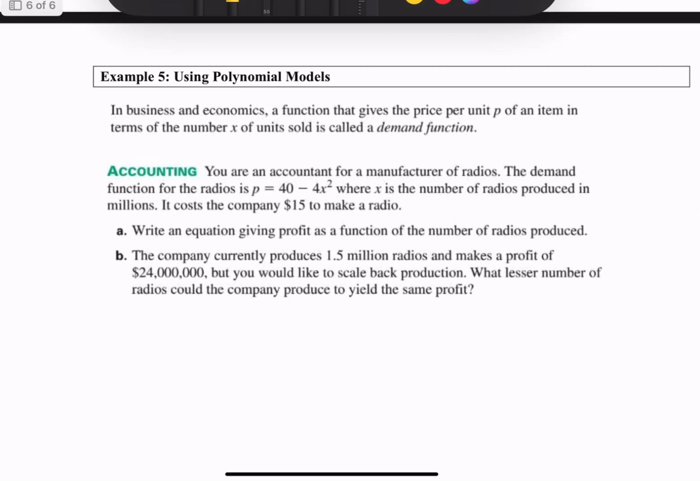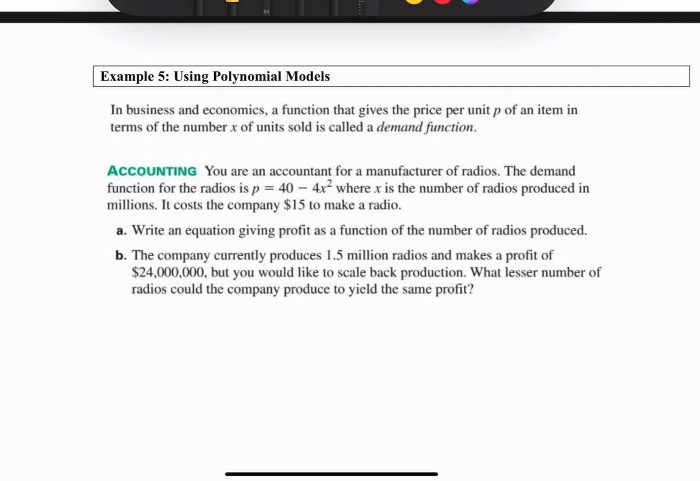Moving on to example 5, using polynomial models. In business and economics, a function that gives the price per unit of an item in terms of the number x of units sold is called a demand function. Okay, so this is going to be kind of important as we move forward into this next problem.